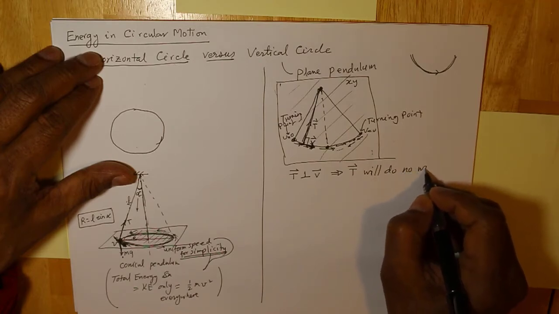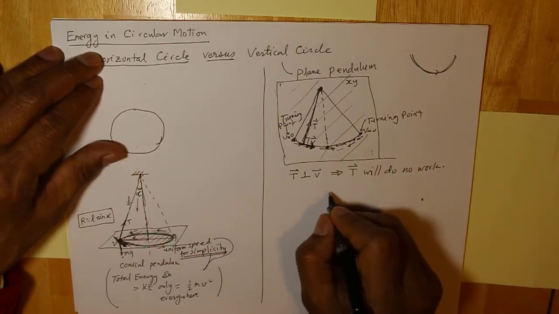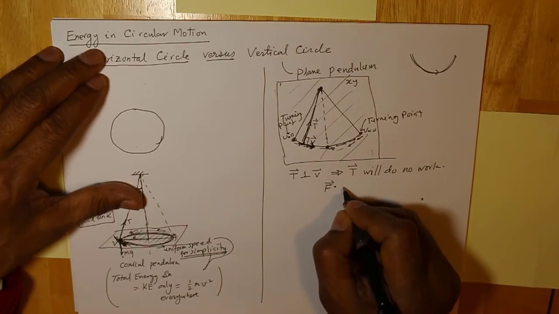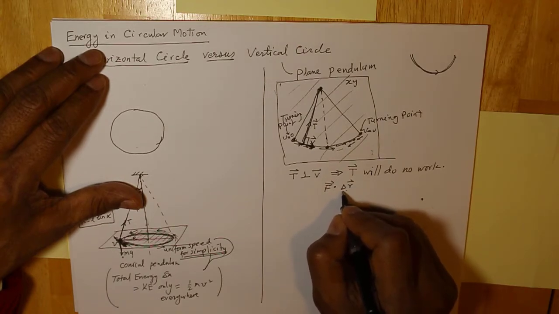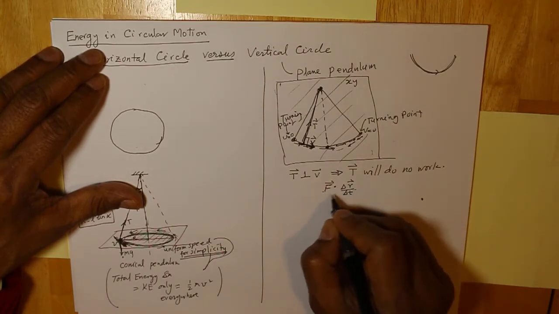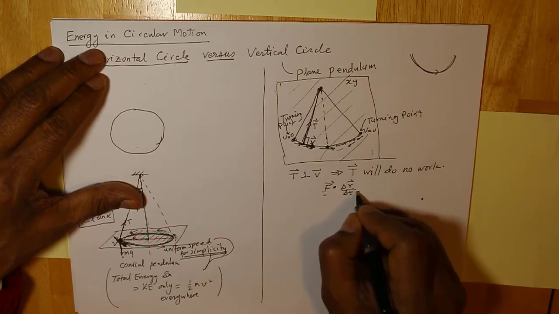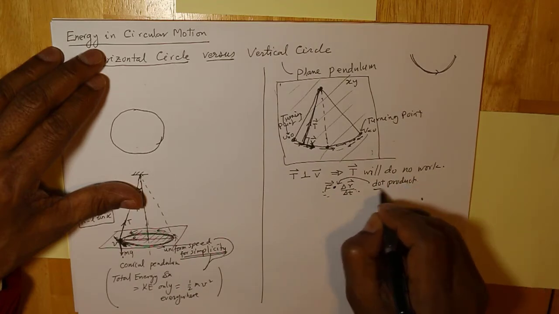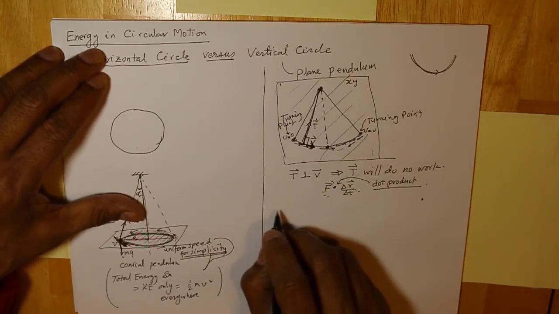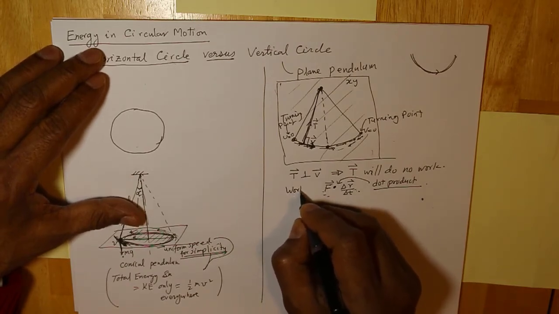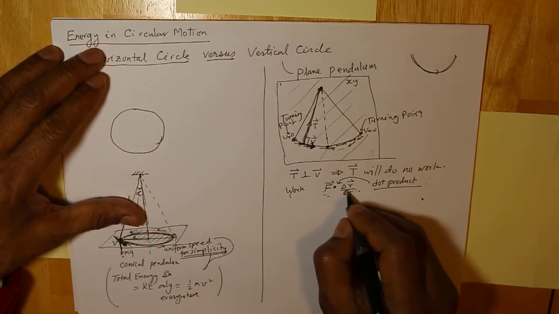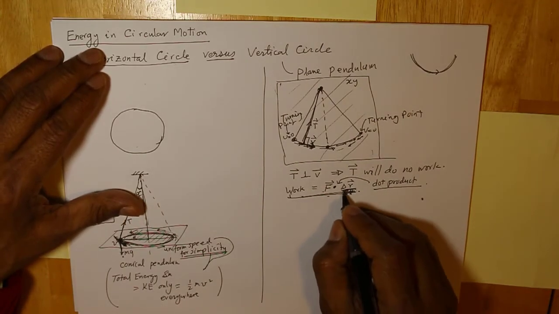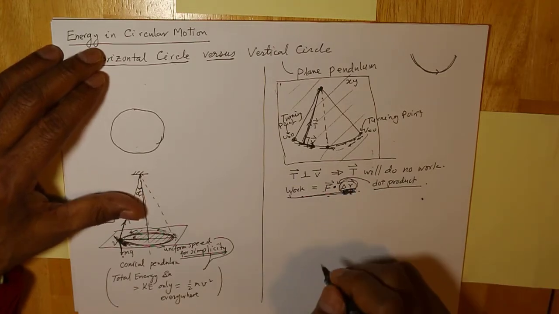That means tension force will do no work. You remember that work by a force is force dot delta r, right? If you divide this displacement by delta t, force and velocity, if they are 90 degrees, this dot product will give you 0. So this is the work, and divided by delta t will give you power. The velocity and delta r are in the same direction.